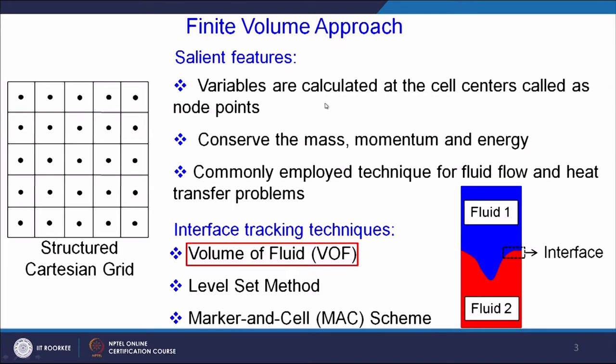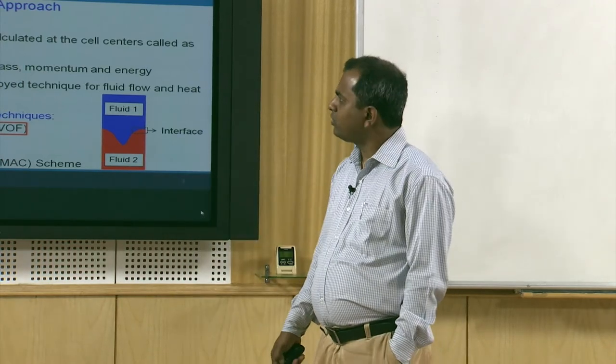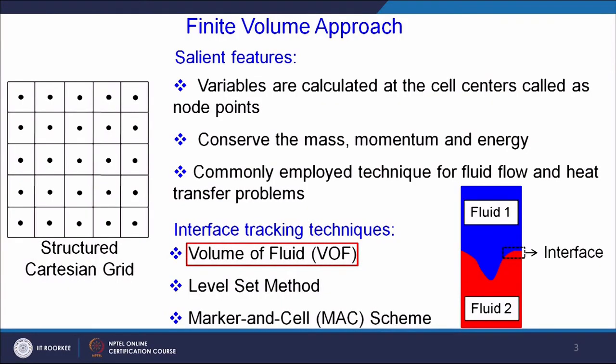In the finite volume approach, we discretize the domain, let us say this rectangular box is our domain, into small control volumes. At the center of the control volume, or the center of gravity, we designate a node point. Majority of the time these node points make a Cartesian grid, structured in fashion. So, the volume of fluid approach first discretizes the domain into finite volumes, where the centroid location is considered as the node.